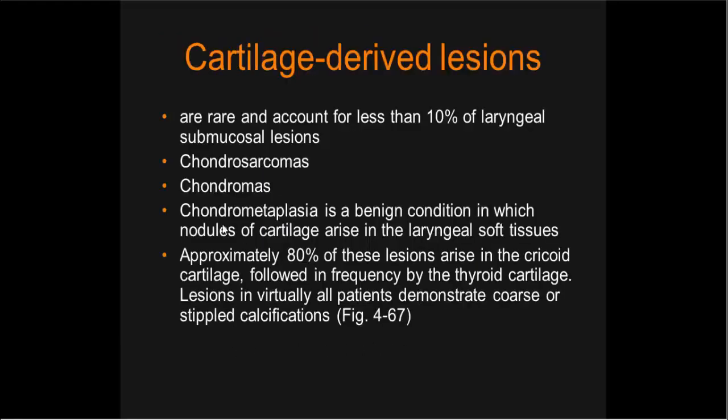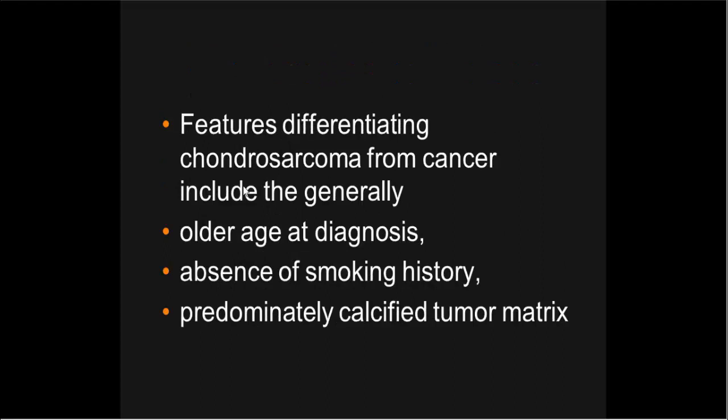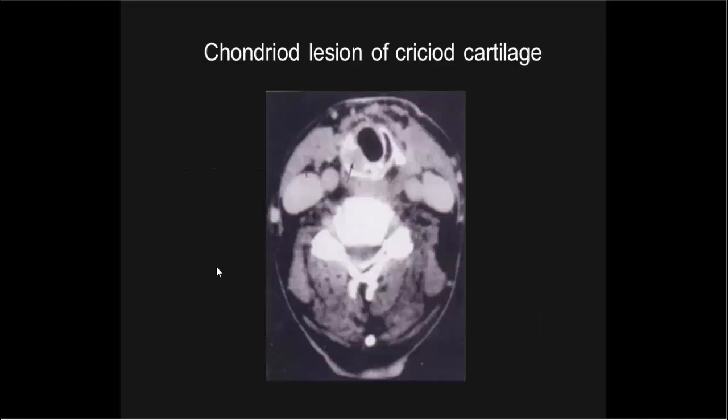Cartilage derived lesions: chondrosarcomas, chondromas, chondrometaplasia. Features differentiating chondrosarcoma from cancer include generally older age at diagnosis, absence of smoking history, and predominantly calcified tumor matrix. Chondroid lesions of cricoid cartilage: widening of the cricoid cartilage with a thickened soft tissue density mass inside.